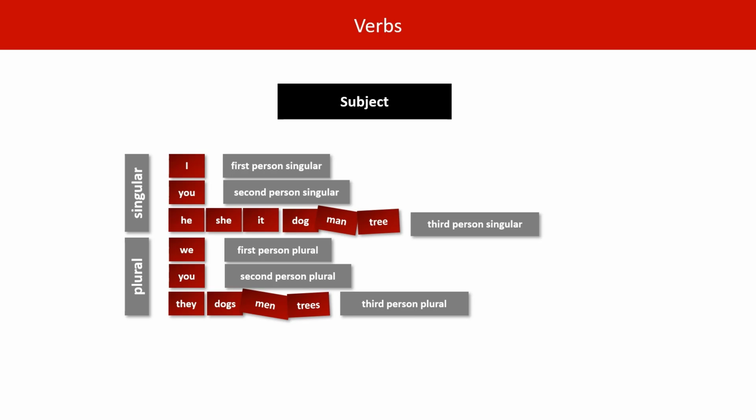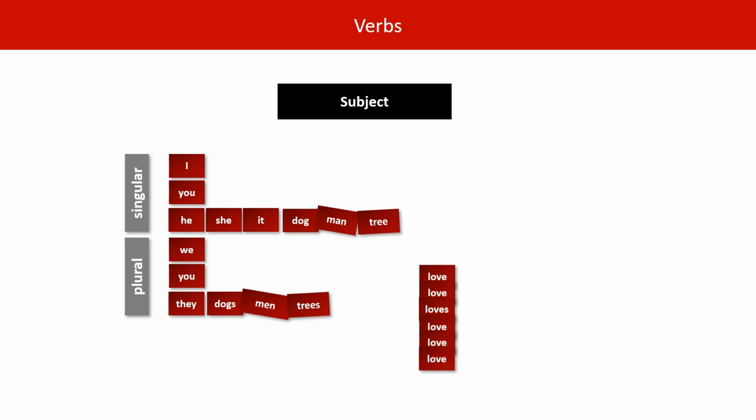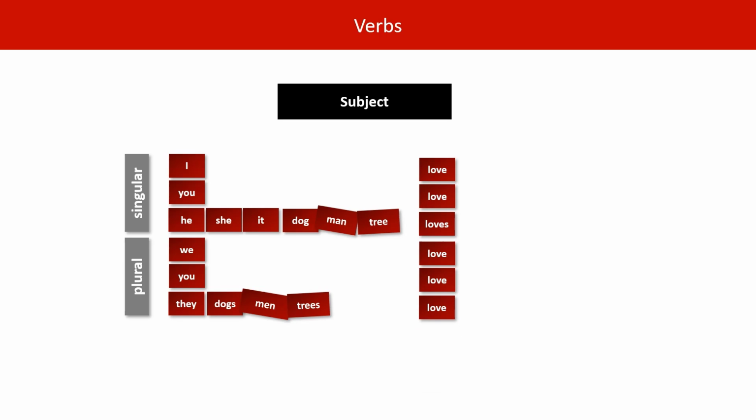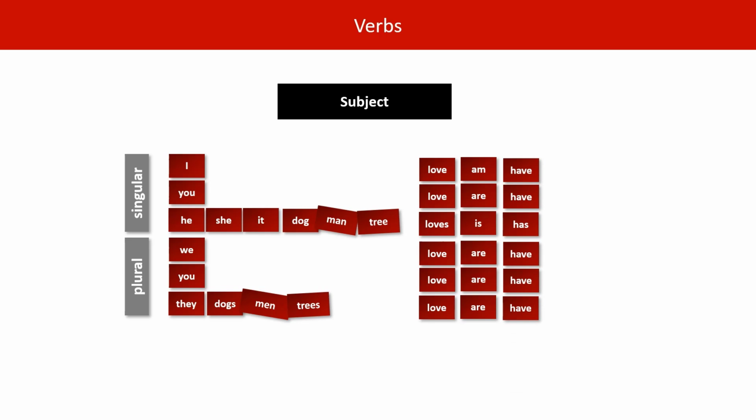Here is the verb to love in the present tense. As you can see, in the third one down, it changes. Here is the verb to be in the present tense. As you can see, they are all are apart from the top row and the third row. And here is the verb to have. As you can see, they are all have apart from the third row, the third person singular row.